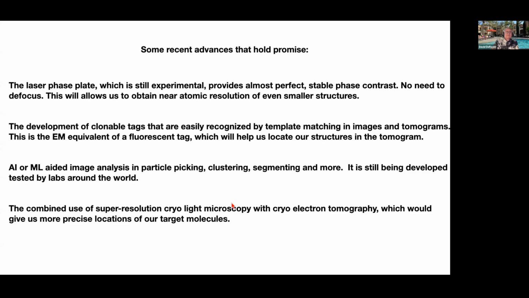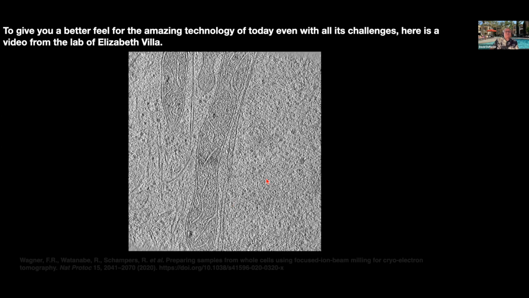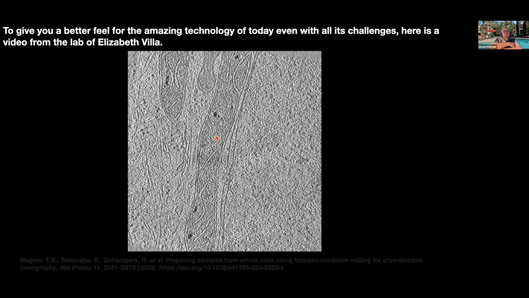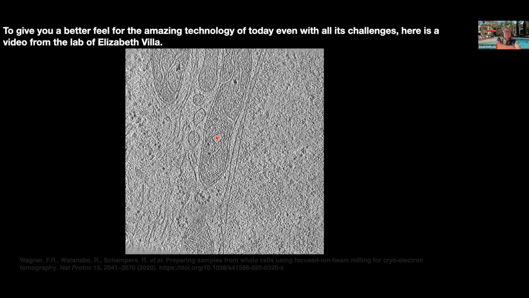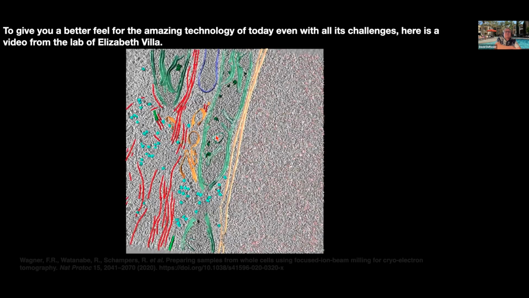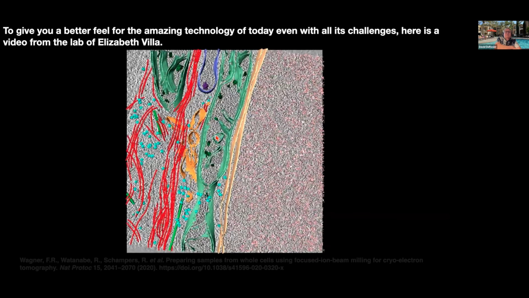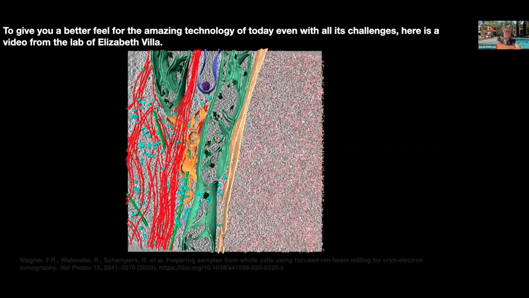And I finally want to end by showing you something that despite all of these challenges and so on, the results are pretty spectacular. So here is a movie going through the sections of a tomogram from the Villa lab. And here it is being segmented. So you can see it being replaced. And then it's being tilted.